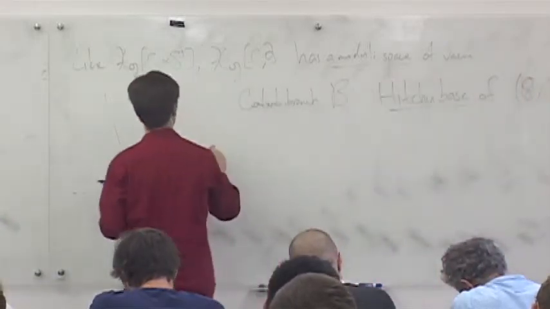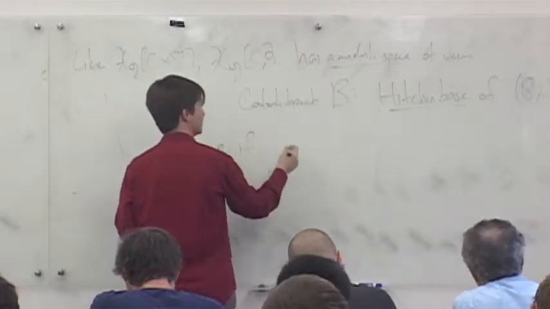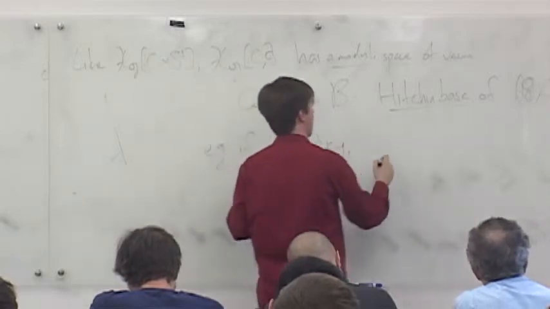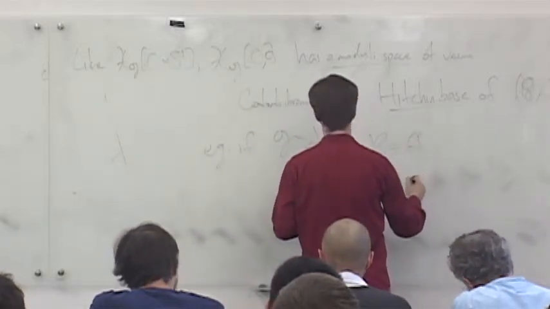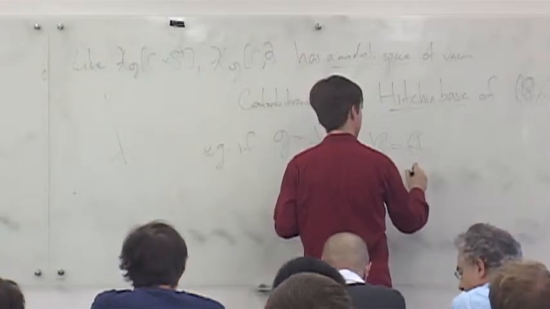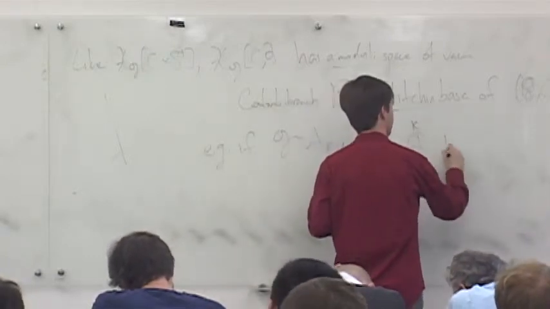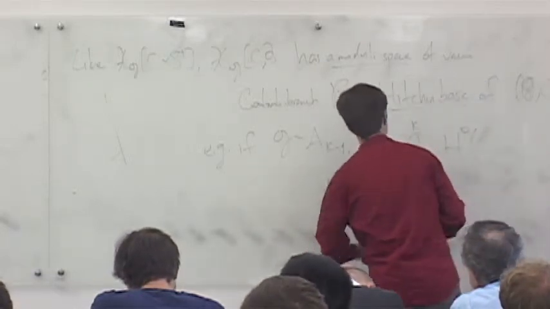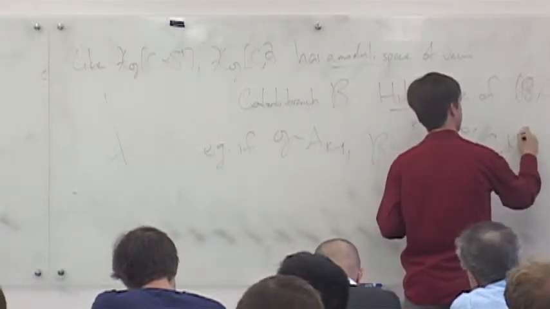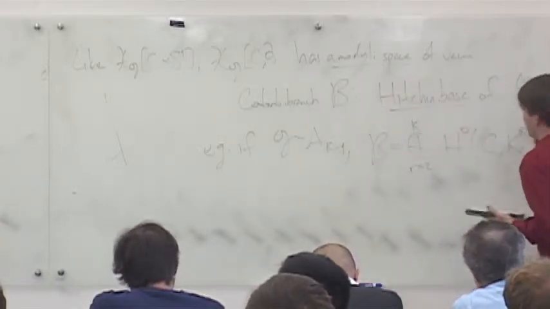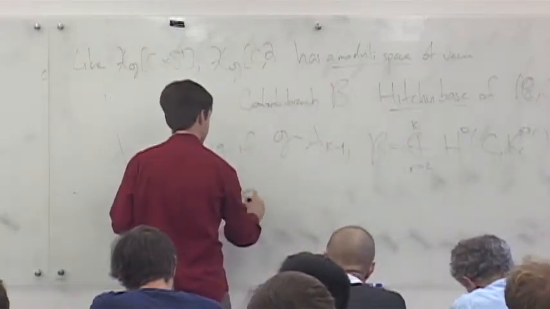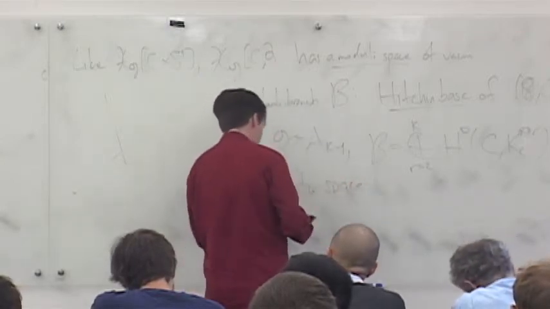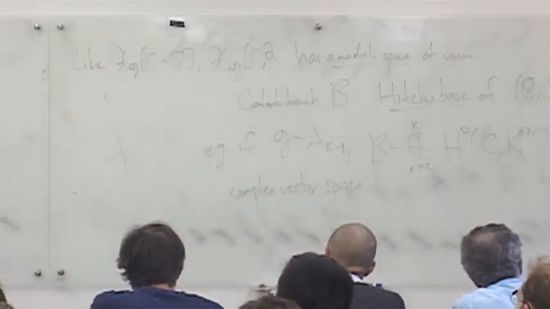So what does that mean? Just to be concrete, it's the base of Hitchin's integrable system. For example, if G is A_{K-1}, this B is just the direct sum over index r going from 2 to K of H^0 of C with coefficients in K_C^r. So in this particular case, it's a complex affine space, a complex vector space. And it comes endowed with a bunch of structure.